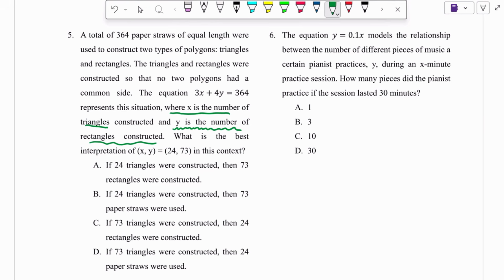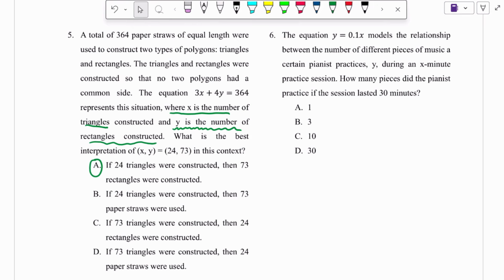And then it says 73 rectangles. I really like answer choice A. If you take a look down at B, it says 25 triangles. Hey, I agree with that. Then it says 73 paper straws were used. That is incorrect. The Y stands for rectangles. And if you take a look at C and D, they kind of play on words.